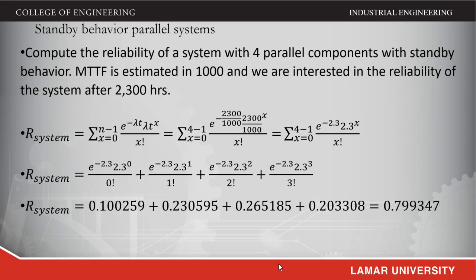So we use the cumulative Poisson, and the number of failures that are of interest would be 0, 1, 2, and 3, because we have 4 components, and as long as we don't fail 4, then we will have a chance for the equipment to remain operational.